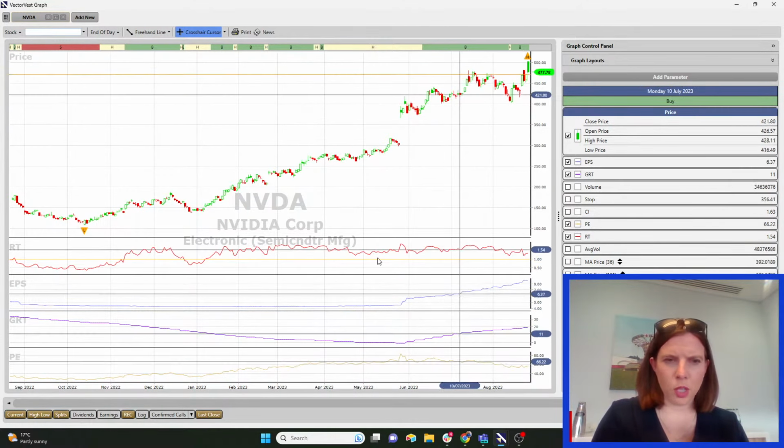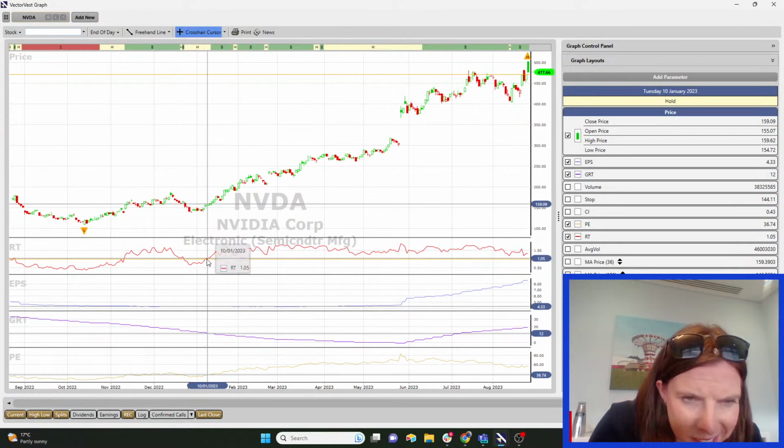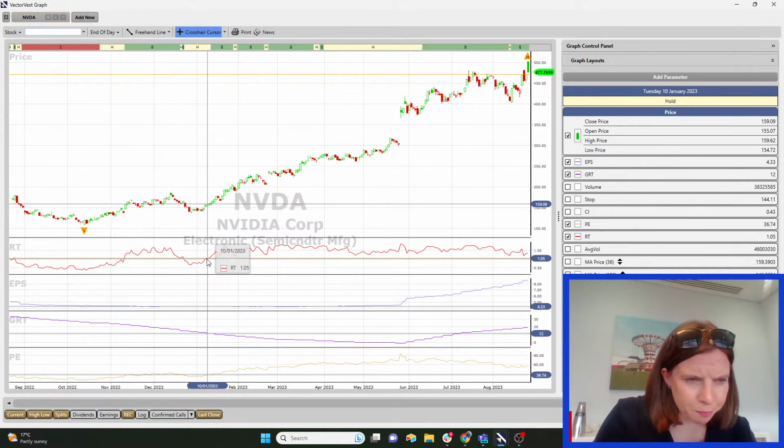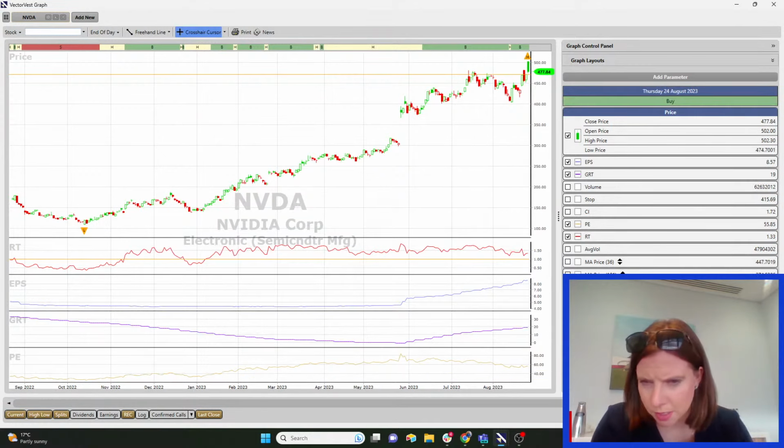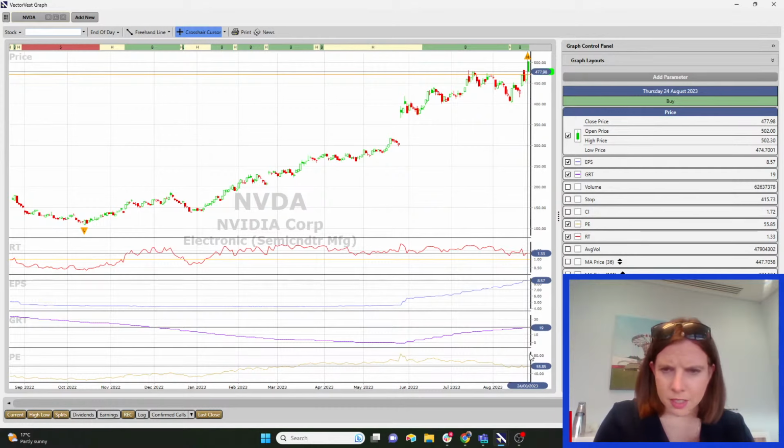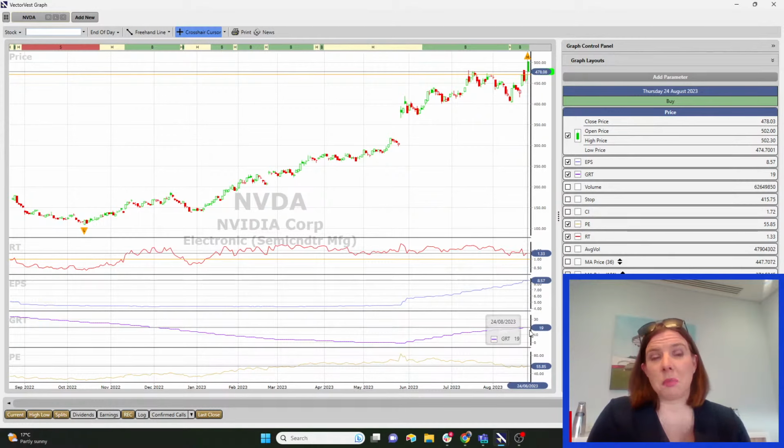RT here has been above one since January. PE ratio is reflecting a lot of investor confidence. Growth rate of the earnings are up at 10%.